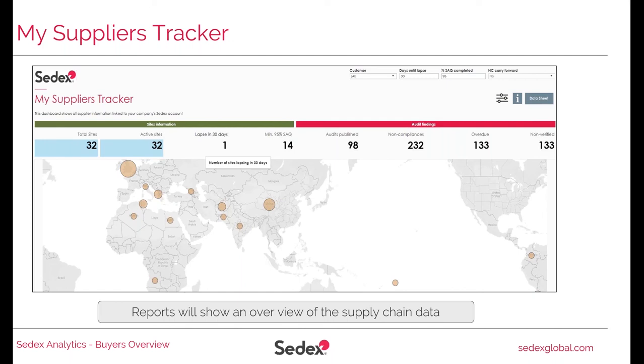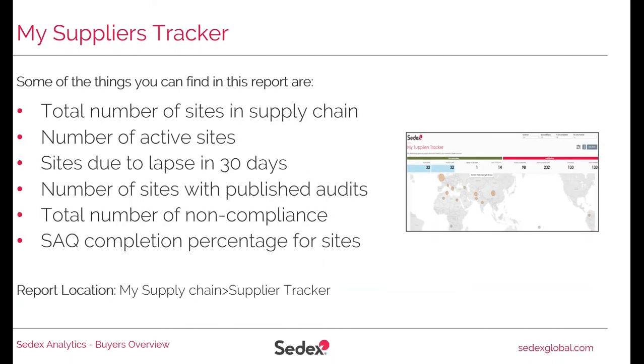So let's take a look at the one I'm already in, which is the My Suppliers Tracker. So this is a good overview report which shows you total number of sites in supply chains, number of active sites, sites due to expire or lapse in 30 days, number of sites with published audits, total number of non-compliances, SAQ completion percentage for sites.